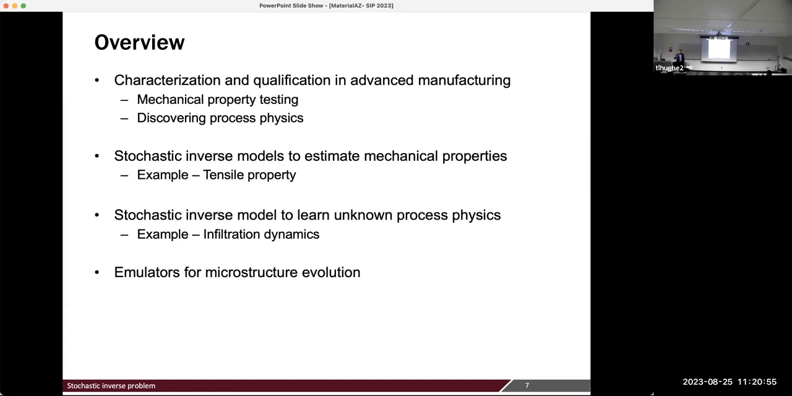And I'll show why existing inverse problems are not enough in solving these characterization problems, and why we need more advanced techniques. And then depending on time, I'll talk a little bit about some of the work that I've been doing in the microstructure space.